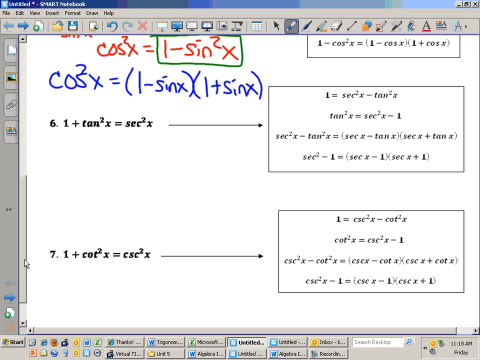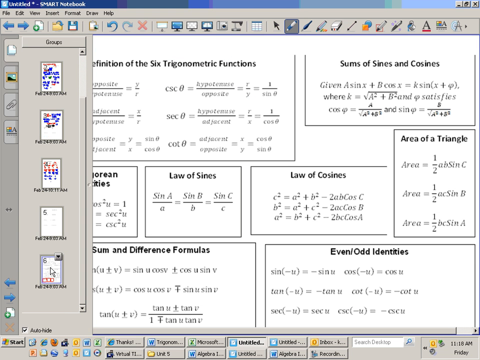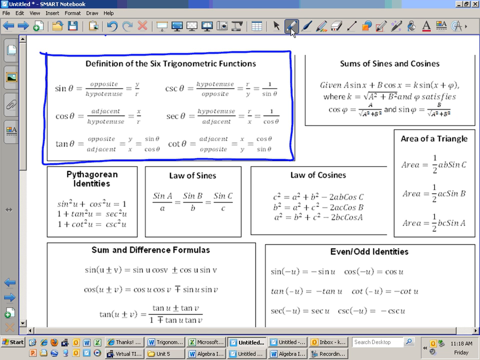Now, if you flip over to the back side, I just want you to notice the definition of six trigonometric functions. Does that look familiar? I gave you that on your very first sheet of notes when we did the unit circle basics. So we've seen that before, and you can see that some of those identities are in there. Cosecant is the inverse of sine, so on and so forth.